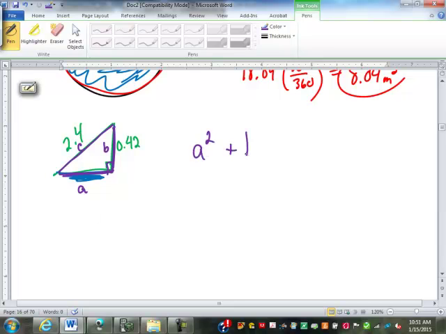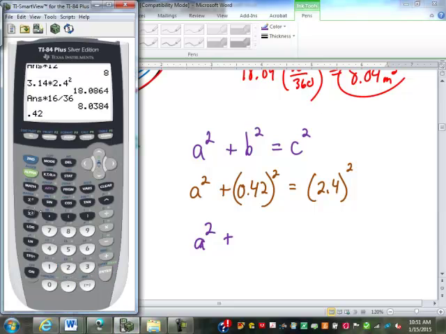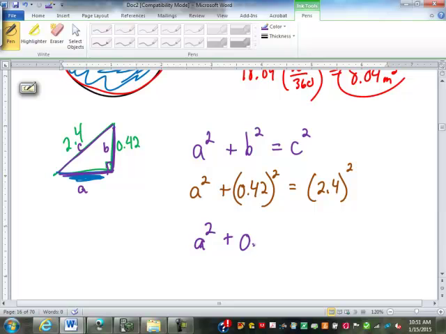We have a rule that states that the length of side A squared plus the length of side B squared is going to equal the length of side C squared. So we don't have side A, so that's just going to be A squared. Side B is 0.42, so that would be 0.42 squared. Equals side C, which is 2.4, so it's 2.4 squared. What is 0.42 squared? 0.1764, right? 2.4 squared is 5.76.